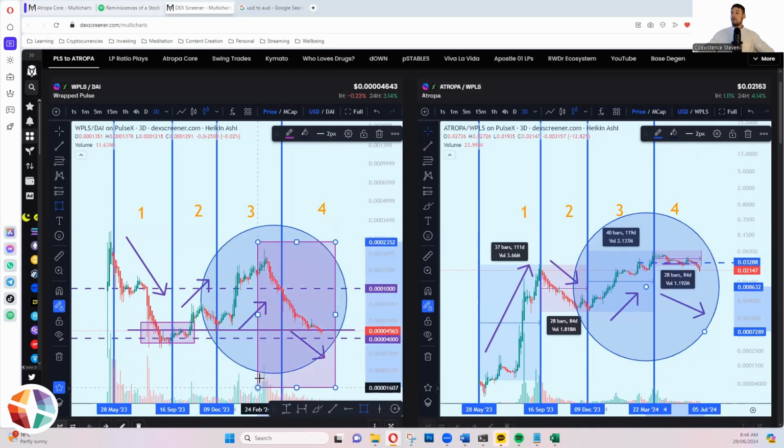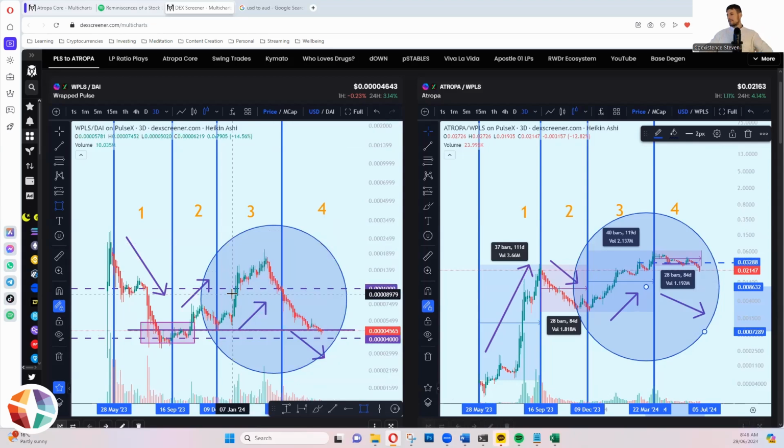Or it could fall down. And if it falls down, I would then predict that this is going to continue to fall down as well if this continues to fall down. And I would think it's not going to make a lower low. I could be wrong, but I would think it's not going to make a lower low.